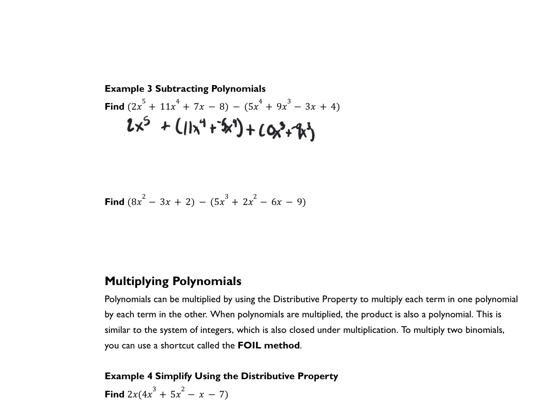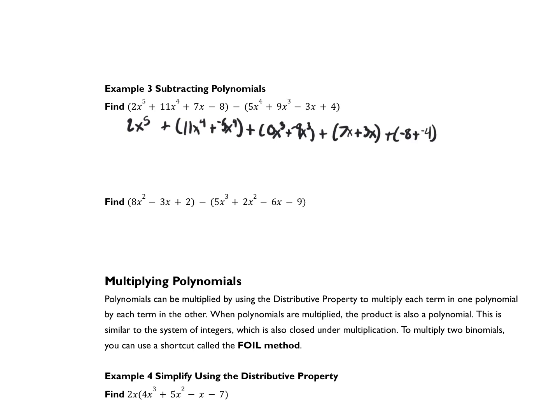Then we have no x squared term in either one, so we can skip that altogether and go to 7x. And then the additive inverse of negative 3x is positive 3x. And then we have negative 8, and then it's going to be plus negative 4.